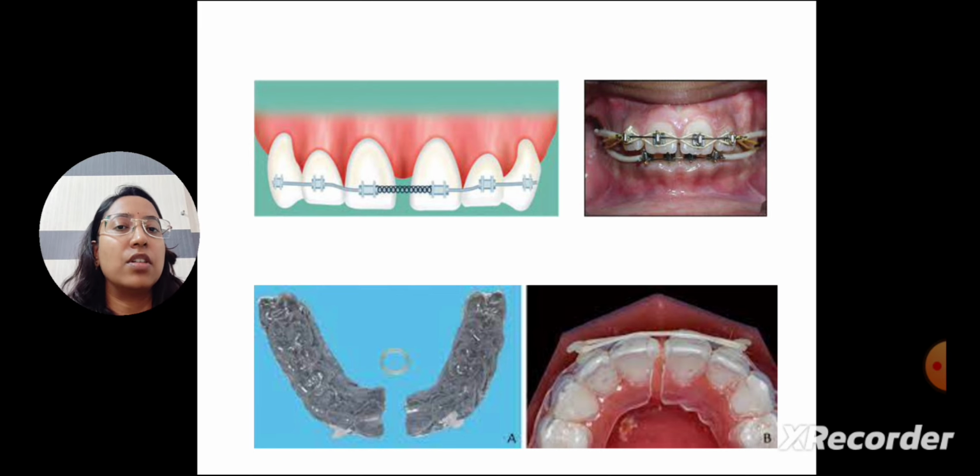Similarly, we can give other simple or modified removable appliances, like a split Hawley retainer with attachments where elastics can be run to close the space. This will be more useful in a relapse case where minor relapse happened and the space opened. So we can give some customizable appliance like this and close the space without going for a full-fledged fixed appliance therapy again.